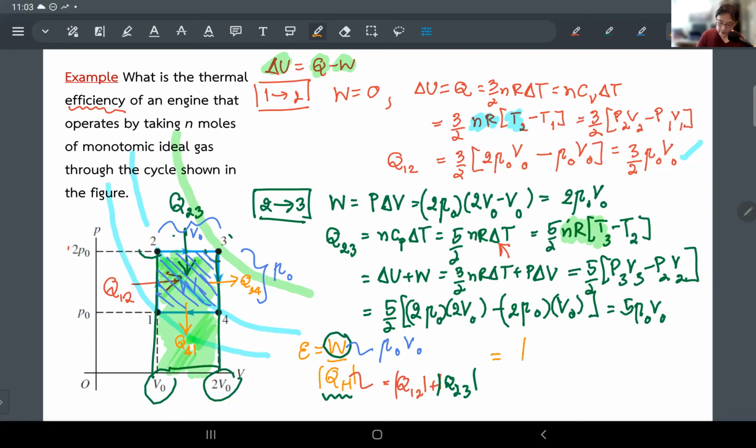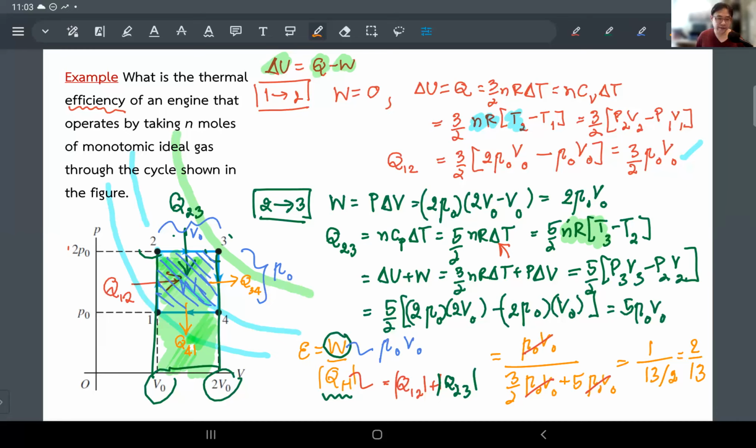So efficiency is P naught, V naught over Q12. We already got it to be 3/2 P naught, V naught plus Q23. We already got that to be 5 P naught, V naught. And as you can see, those P naught, V naught will cancel out, because we know the efficiency is just a number, right? It's unitless. And that is going to be 1 over 13 over 2. So the answer is going to be 2/13. Done. Voila.